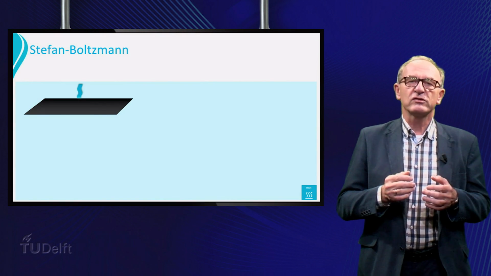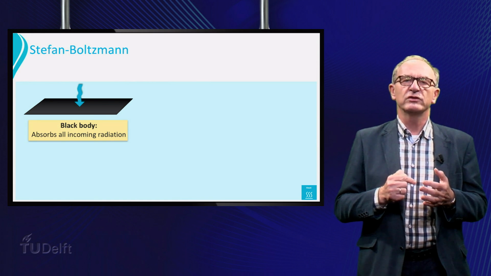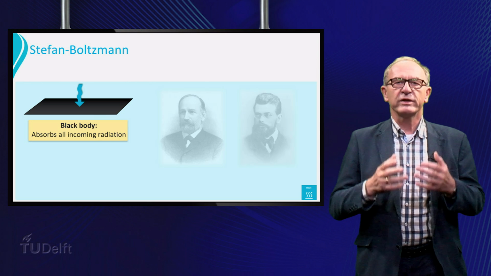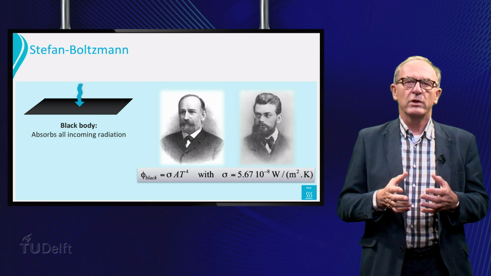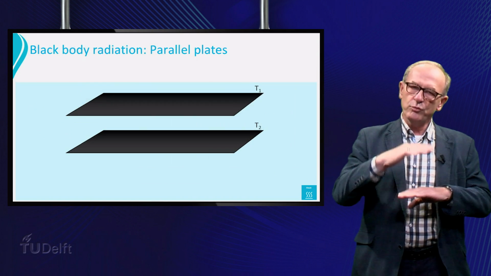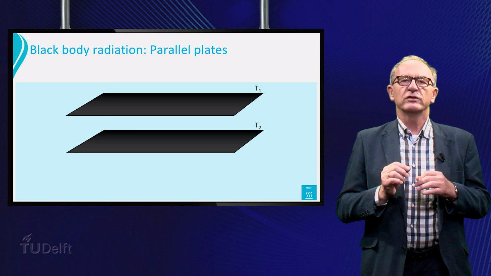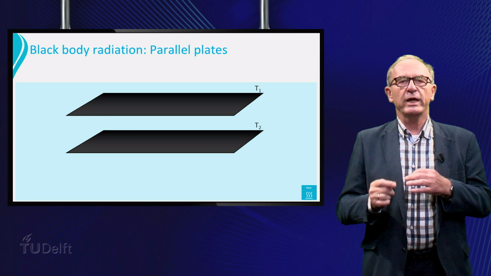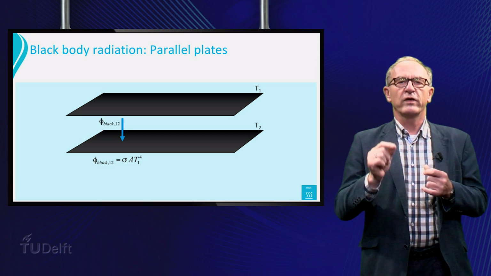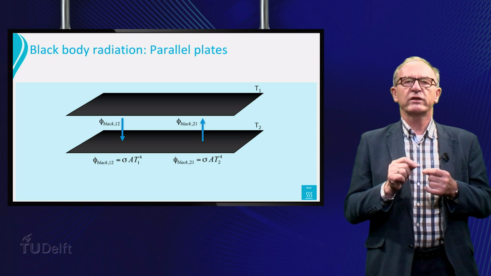We have seen in the previous lecture that a black body is an object that absorbs all the incoming radiation, and that the heat flow as a result of radiation can be described by Stefan-Boltzmann's law. To illustrate the contribution of black body radiation, we take two parallel plates with equal surfaces. The net radiation phi black can be obtained by looking at both surfaces. So the radiation from 1 to 2 is equal to phi black 1,2. And from plate 2 to 1 equals phi black 2,1.